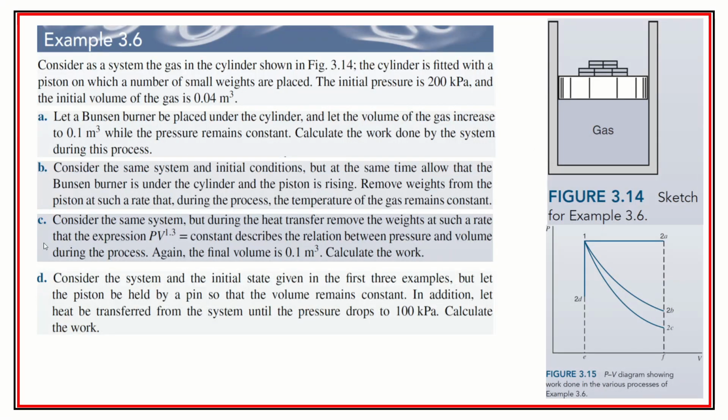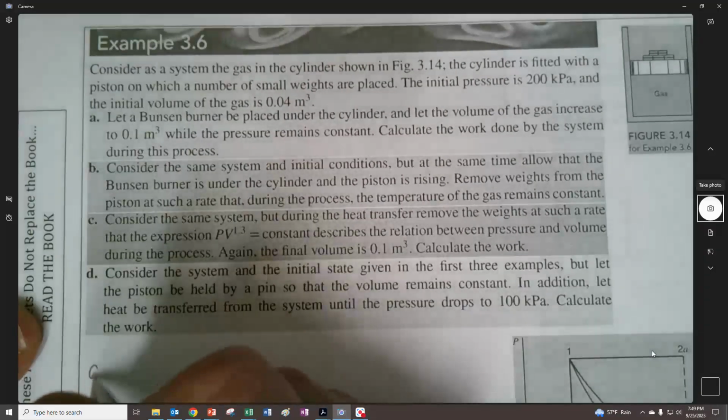So here are 4 different scenarios, and this figure steals all the thunder by showing you what's happening. First, we're going to let the Bunsen burner be placed underneath the cylinder and let the gas volume increase from 0.04 to 0.1 cubic meters while the pressure remains constant. The pressure remains constant because you left all of these weights on. The downward force, the weight of the piston, is always constant and the area is constant, so the pressure must be constant. So in this first process, this is going to be an isobaric process. We're going to give these things names. Spoiler alert, it's going to be a straight horizontal line on a pressure versus volume graph. All right, so let's do part A, and then we'll talk about part B afterwards.